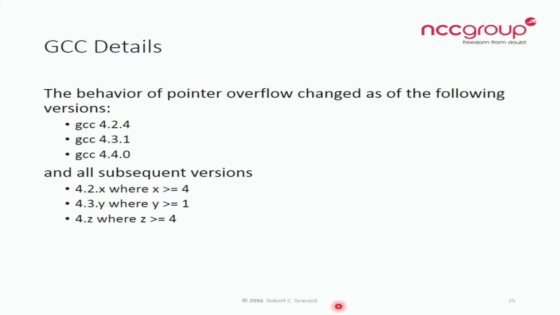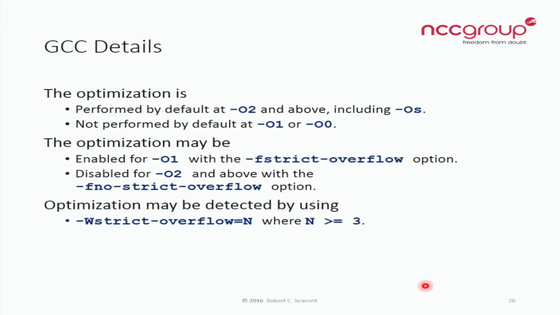But what can happen is, with undefined behavior, the compiler is free to modify what happens on each release. And so they tend to focus on them for optimization work, and you could get the next release of the compiler, and code that used to work will now start to fail. So this particular optimization is performed by default at O2 and above, including optimizing for space, and not performed at O1 or O0. It can be enabled at O1 with the strict overflow option, or disabled at O2 with the no strict overflow option.